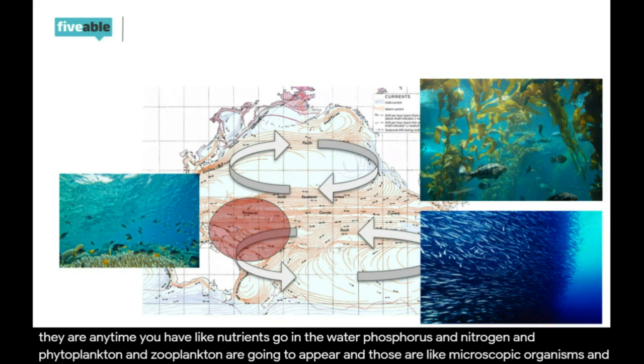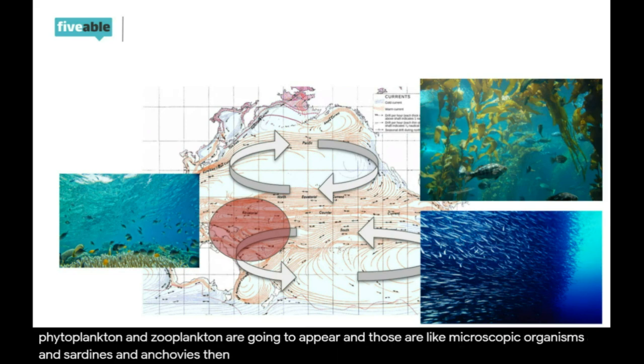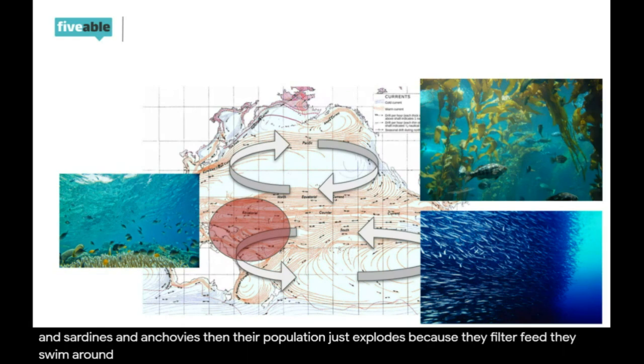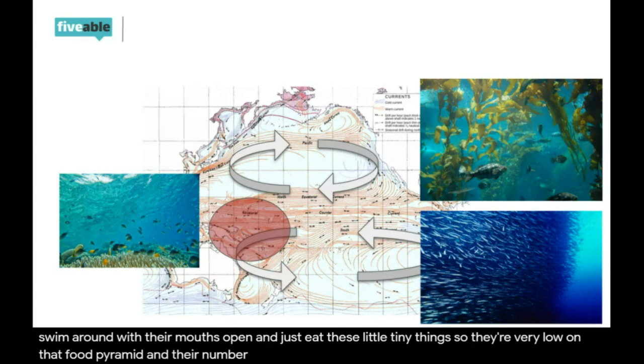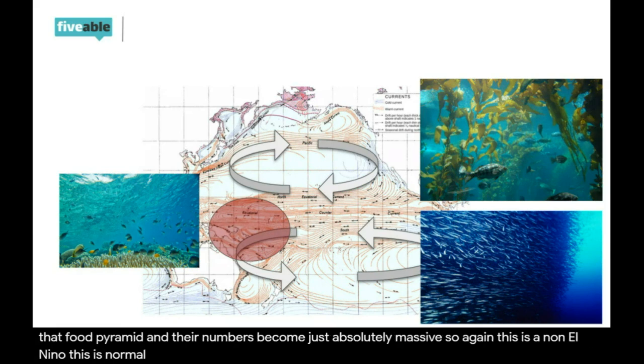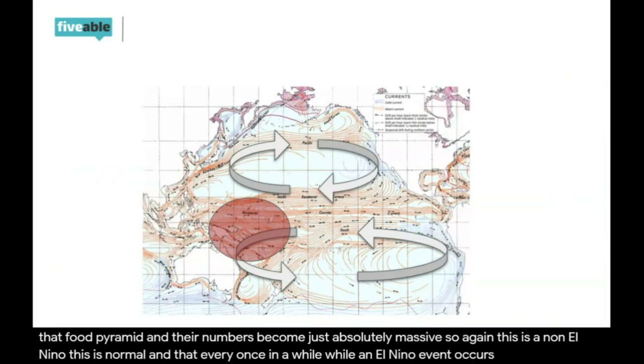And sardines and anchovies, then their population just explodes because they filter feed. They swim around with their mouths open and just eat these little tiny things. So they're very low on that food pyramid, and their numbers become just absolutely massive. So again, this is a non-El Nino. This is normal. And then every once in a while, an El Nino event occurs.